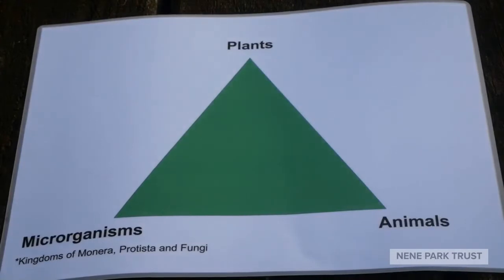So by now you should hopefully have put all of your pictures into 3 groups. What we were looking for is plants, animals and microorganisms. Microorganisms is not the true scientific grouping, but in this context we're using it to describe the kingdoms of Monera, Protista and fungi. It's also worth noting that just because they are microorganisms doesn't mean they might not be quite large, like many fungi species.